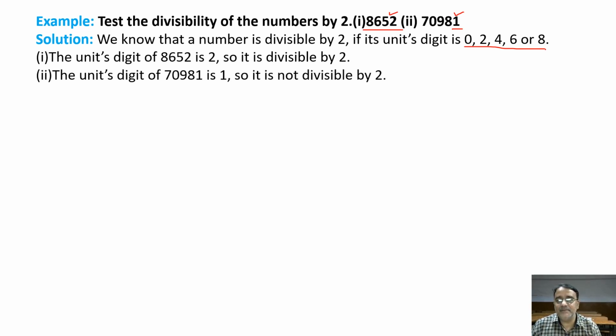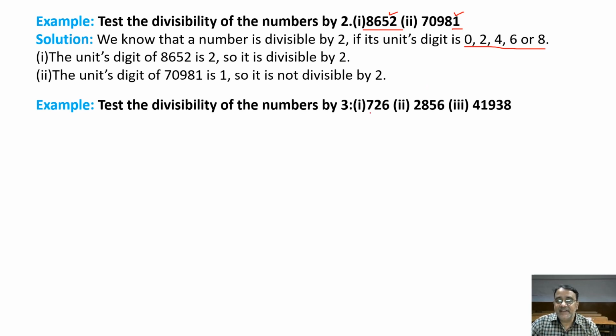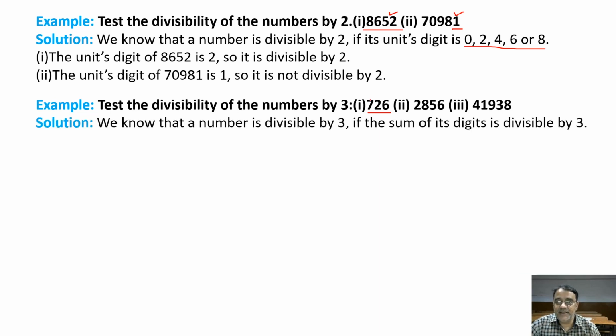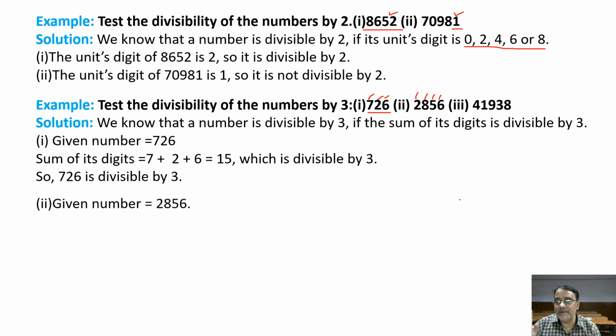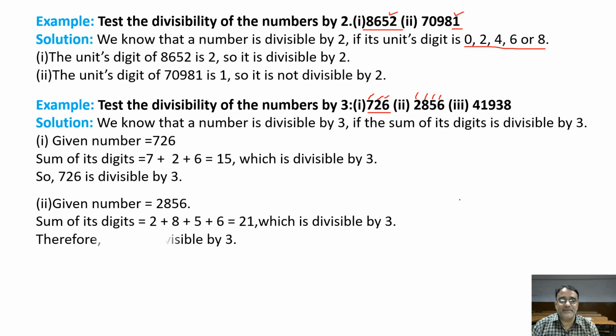We'll see one more example by 3. 726. 3 का टेस्टिंग कैसे करते हैं? सम ऑफ द डिजिट शुड बी डिविजिबल बाय 3. चलो, 3 प्लस 7 प्लस 2 प्लस 6 15. 15 is divisible by 3, so the number is also divisible by 3. Second one, 2 plus 8 plus 5 plus 6, 21. So 21 is divisible by 3, so the number is also divisible by 3.